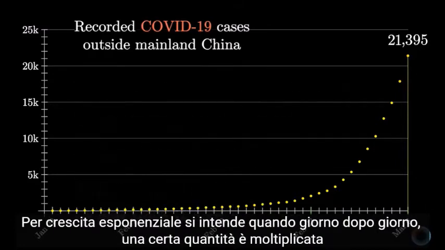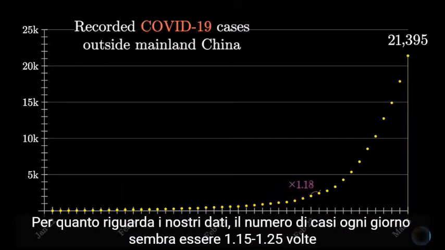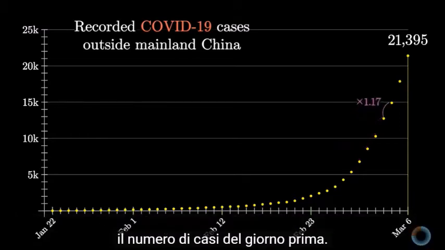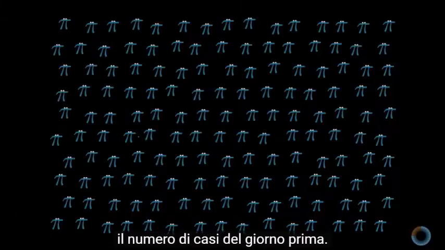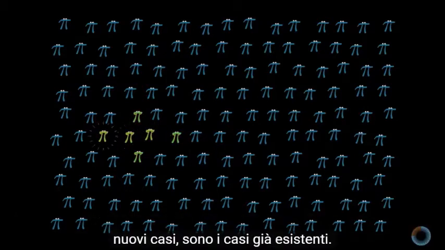Exponential growth means that as you go from one day to the next, it involves multiplying by some constant. In our data, the number of cases in each day tends to be a multiple of about 1.15 to 1.25 of the number of cases the previous day. Now, viruses are a textbook example of this kind of growth, because what causes new cases are the existing cases.